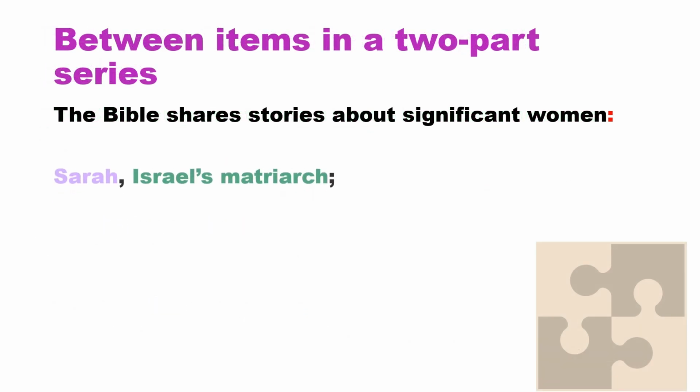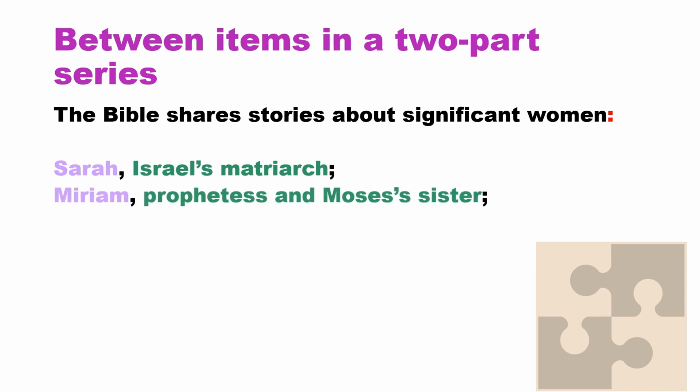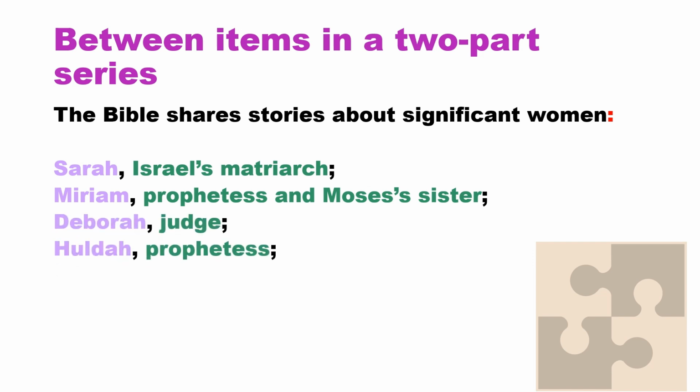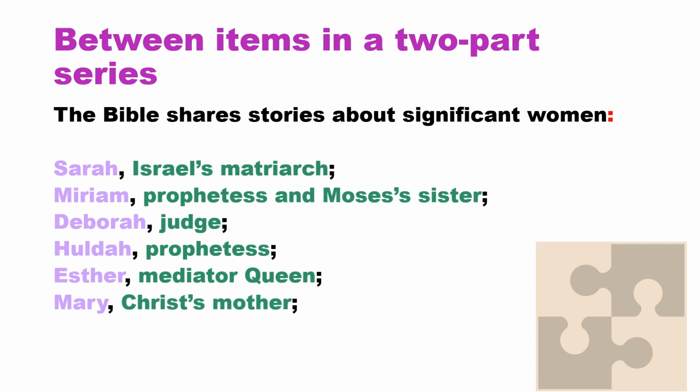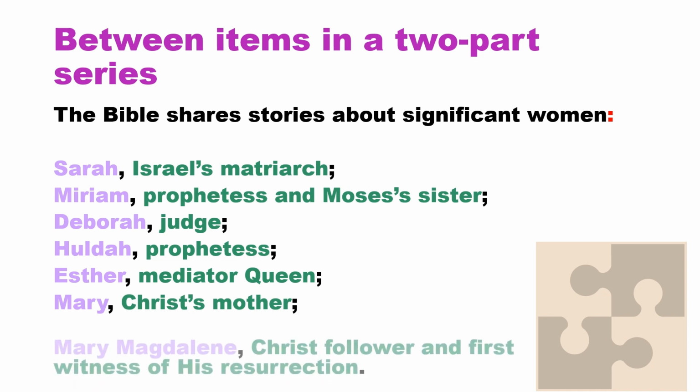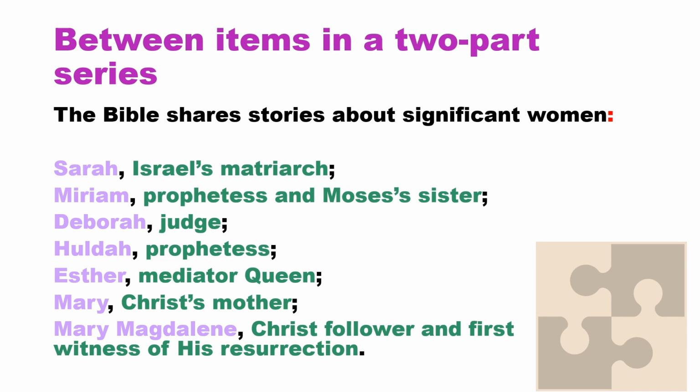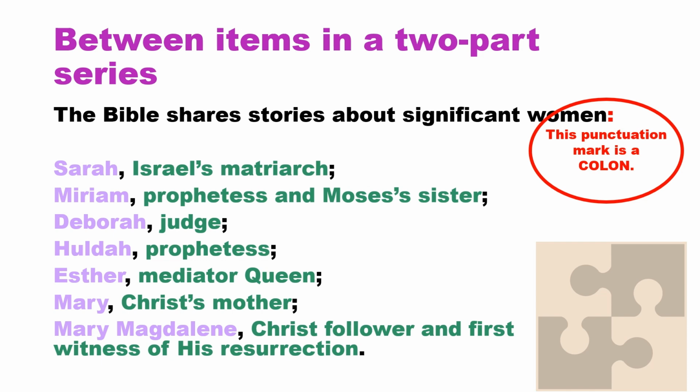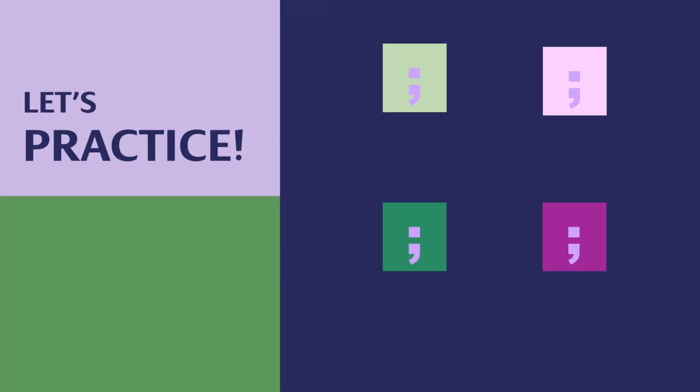We have Sarah, Israel's matriarch; Miriam, prophetess and Moses' sister; Deborah, judge; Huldah, prophetess; Esther, mediator queen; Mary, Christ's mother; Mary Magdalene, Christ follower and first witness of his resurrection. Now don't forget that this punctuation mark is a colon. Let's practice.